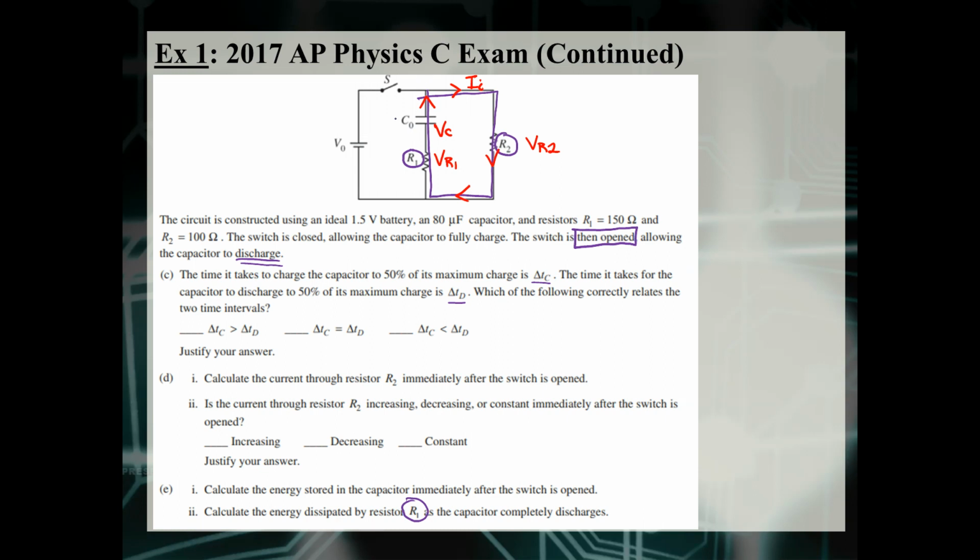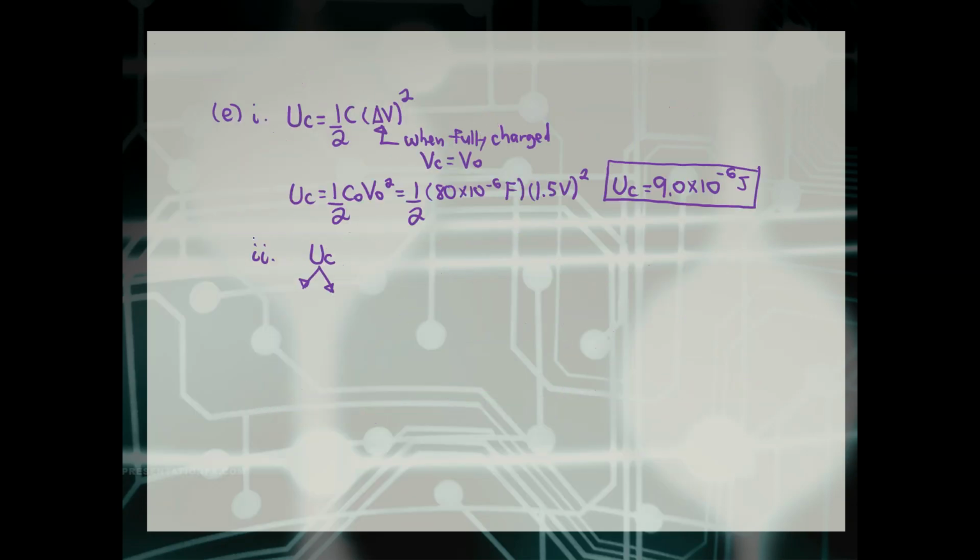So the energy stored in the capacitor is going to be dissipated both in resistor 1 and in resistor number 2. There's going to be some energy given to resistor 1, and some energy given to resistor number 2. Now, the problem is, well, how much? What's the ratio in terms of how much goes to R1 and how much goes to R2?